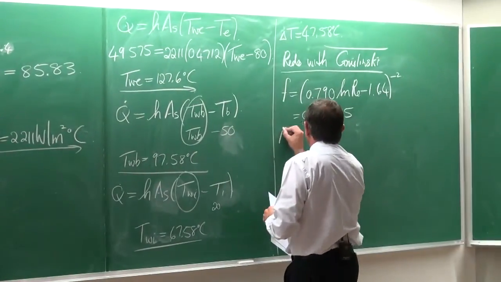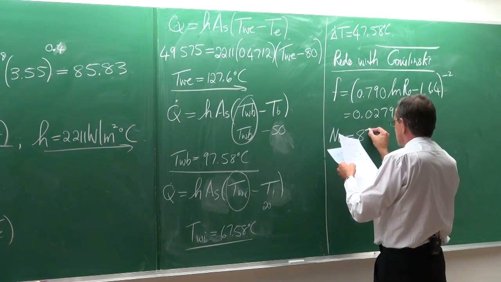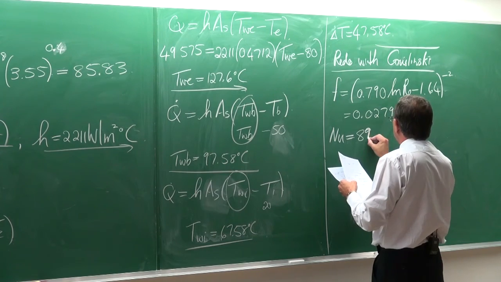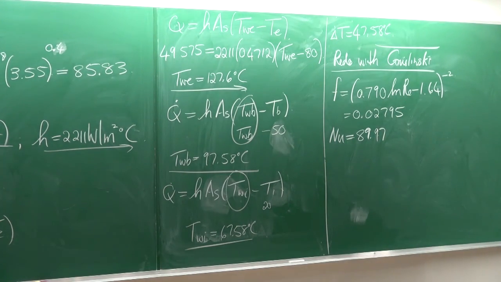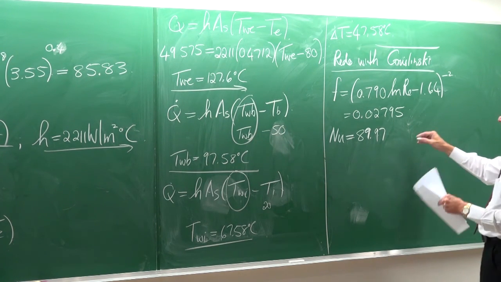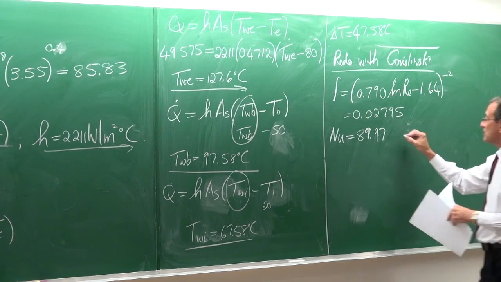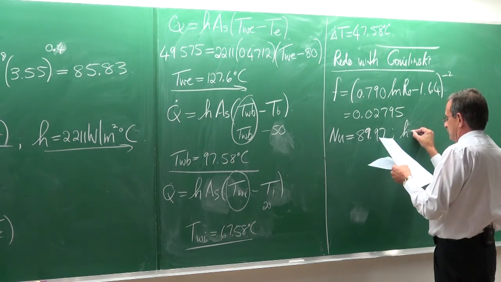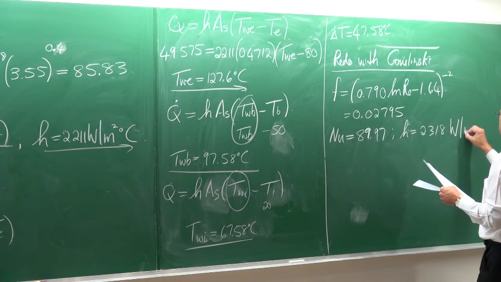And if I didn't make a mistake, then you'll find that the Nusselt number, according to Gnielinski, is equal to 89.97. So in this case, very close to the Dittus-Boelter equation. I mean, it's just a 6% error. But they can be up to 25%. From this, you can get the heat transfer coefficient as equal to 2318 watts per square meter degree Celsius.